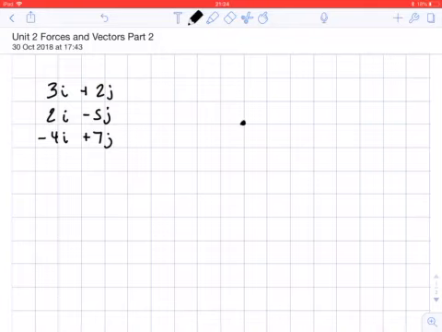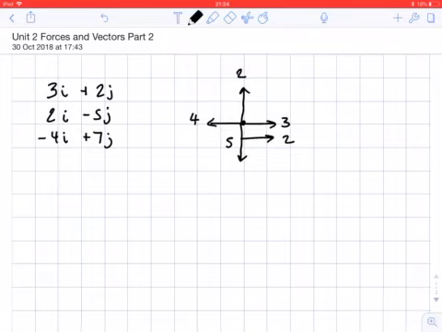So now we have the component parts. If you recall in the previous video I suggested that I would be horizontal, J would be vertical. We can actually add in each of these forces now and look at the overall effect in the I direction, the overall effect in the J. So initially we have 3I and 2J, so we could write that in as that. Then we have 2I and minus 5J, so I'll take the arrow down and call that 5. Then we have minus 4I, so that would be 4 in the opposite direction, and 7J.